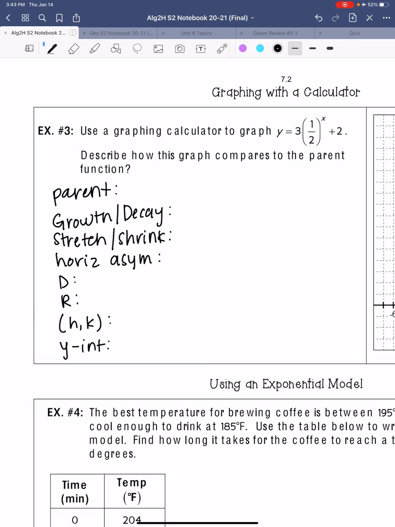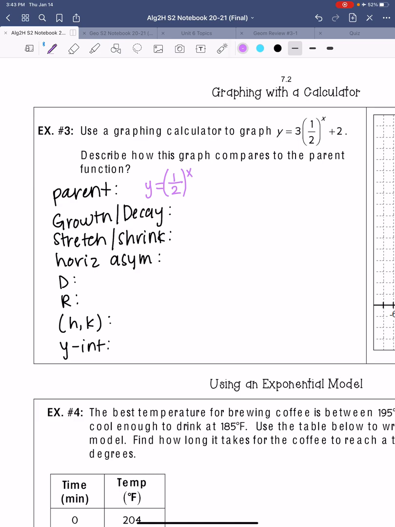So parent function, that's your base to the x power. So the parent function is going to be y equals 1/2, that's your base, to the x power. Put it in parentheses so that x is being applied to the 1 and to the denominator of 2. No parentheses, you're just implying that the 1 is to the power.